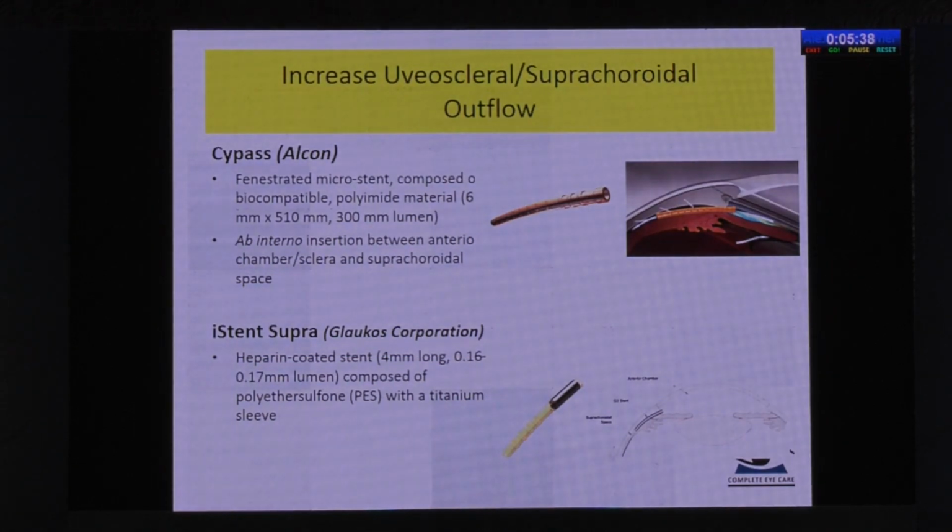The second subset of procedures are those which increase the uveoscleral or the suprachoroidal outflow. So in these, the two common ones are the CyPass and the iStent Supra. As Dr. Das was mentioning, the CyPass has three projections which are put ab interno and they lie in the anterior chamber, and from here with the vacuum effect the aqueous moves from the anterior chamber into the suprachoroidal space. iStent Supra is again the most popular one of these and which has been there for a couple of years now.